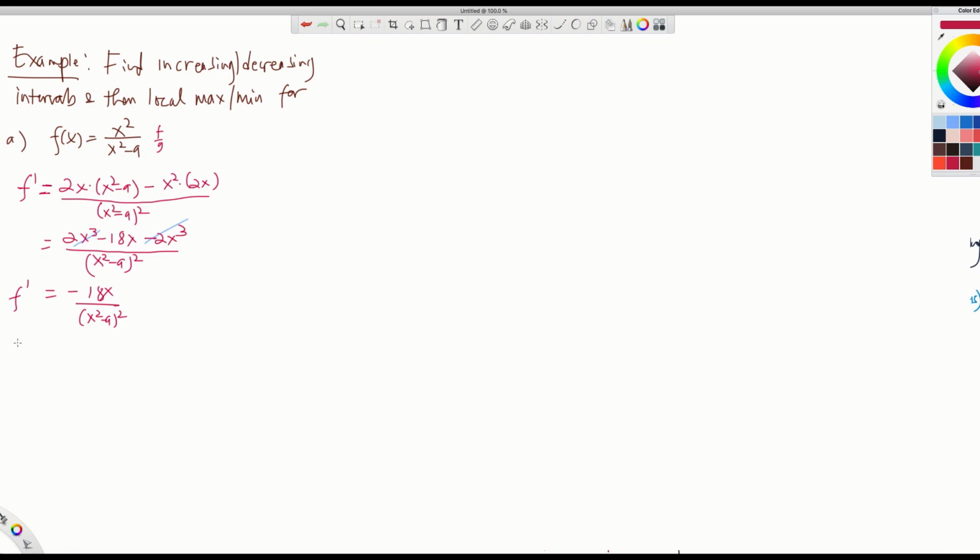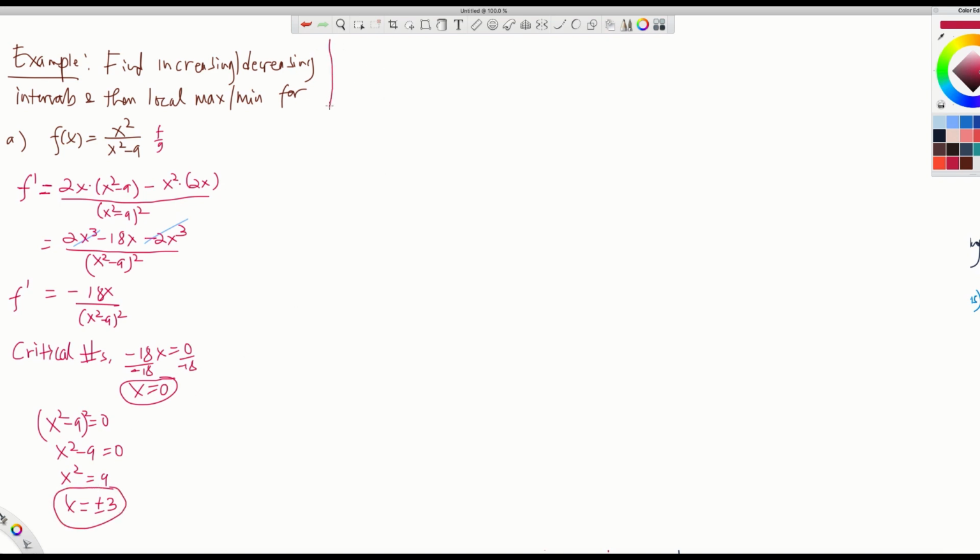Okay, so for critical points, critical numbers, I do negative 18x equals 0, divided by negative 18. What do you get? x equals 0 is one critical point. Okay, and then solve the denominator as well. x squared minus 9 equals 0, right? So x squared is 9. So x will be plus minus 3. So the critical numbers are x equals 0 and x equals plus minus 3.